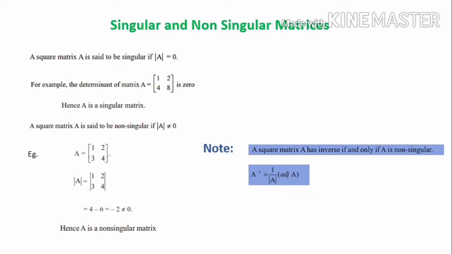This is the rule, or the formula, for finding the inverse of a matrix. That is, A inverse is equal to 1 divided by determinant A, into adj A. We have already learned the formula for finding the adjoint of a given matrix, and we already know how to calculate the value of a determinant. So the formula for finding the inverse of a matrix is A inverse is equal to 1 divided by determinant A into adj A. Next, we shall discuss questions from exercise 4.5.